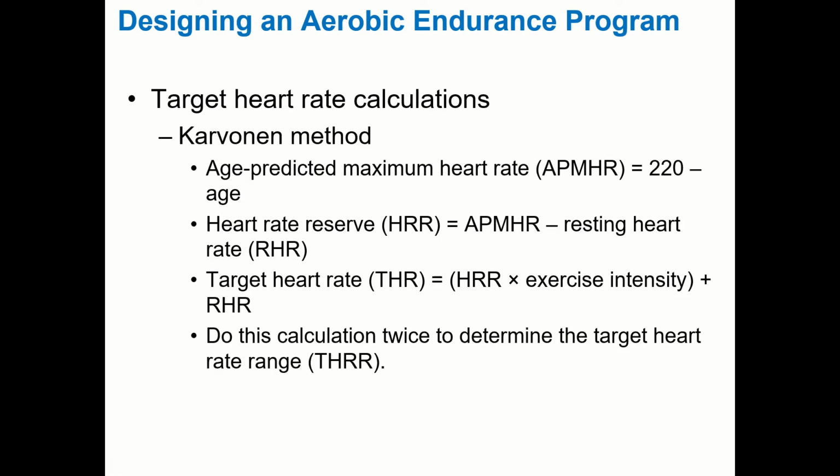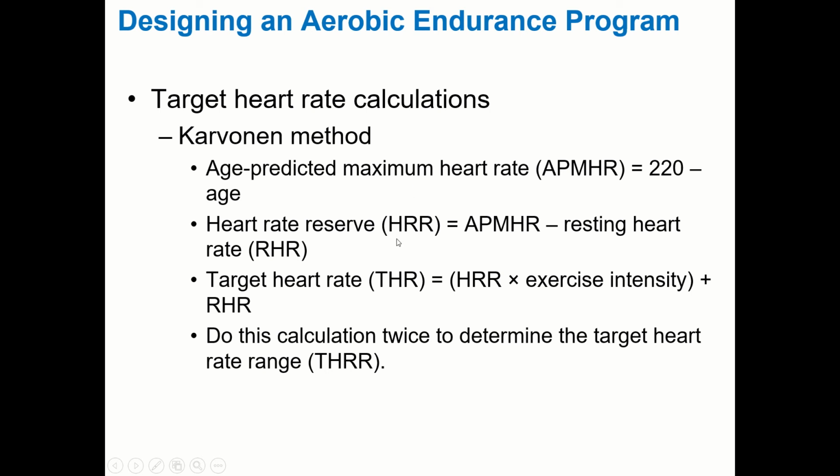Other ways to do target heart rate calculations. So this is probably the best way. It requires a little math on our part, but this is probably the most effective way to measure training intensity using heart rate. So the first thing you have to figure out is their age predicted maximum heart rate, which is APMHR, and all the abbreviations that follow. So they actually use 220 minus age, so that'll work. So let's say you're 20 years old. So your age predicted maximum heart rate then is 200.